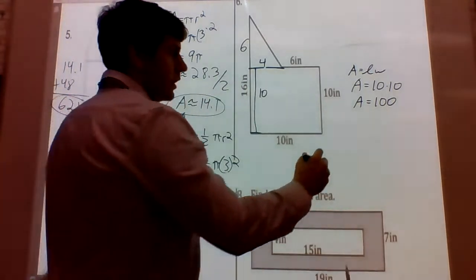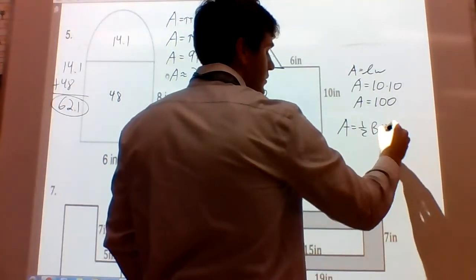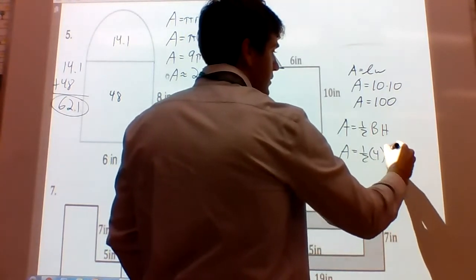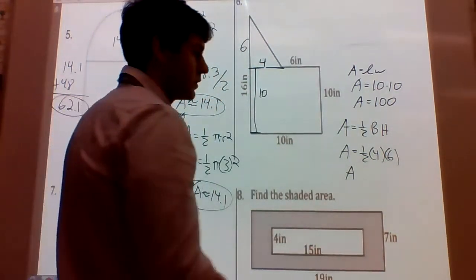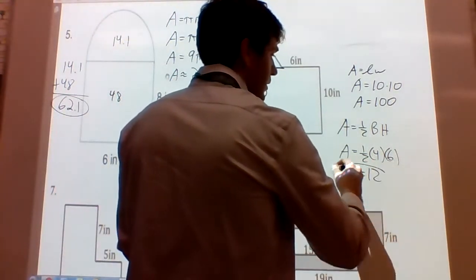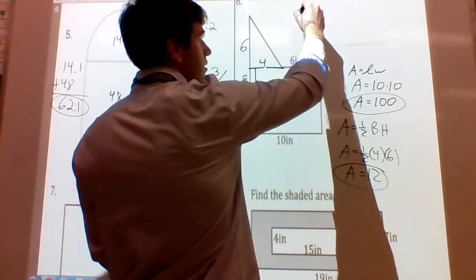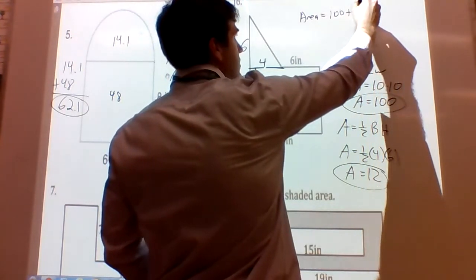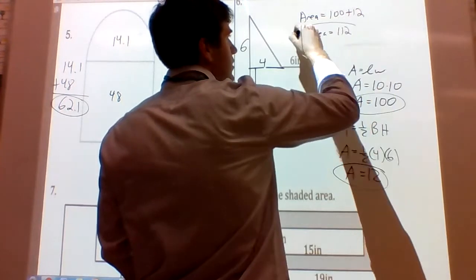So the area of a triangle is 1/2 the base times the height. So 1/2 times 4 times 6, which ends up being half times 4 is 2, 2 times 6 is 12. And then we had 100. So our total area is going to equal 100 plus 12, which is 112.